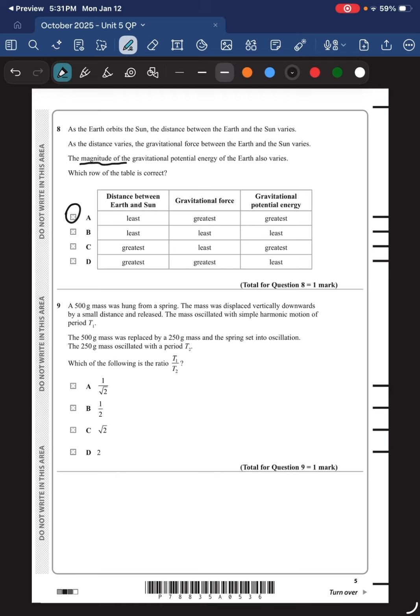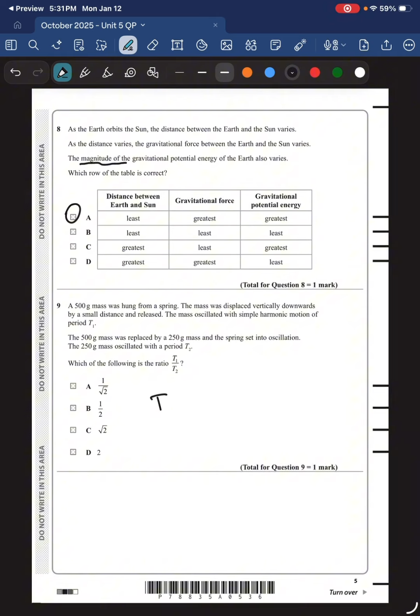A 500 grams mass was hung from a spring. The mass was displaced vertically downwards by a small distance and released. The mass oscillated with simple harmonic motion of period t1. The 500 grams mass was replaced by a 250 grams mass, and the spring set into oscillation. The 250 grams mass oscillated with a period t2. Which of the following is the ratio t1 over t2?